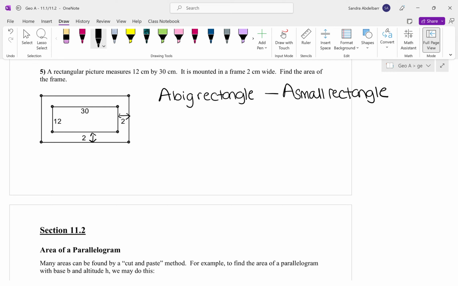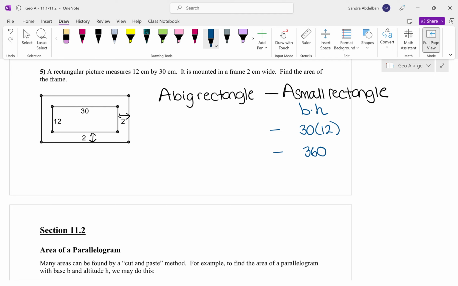All right, area of the small rectangle. Let's start there because it's easier. So we are base times height. Well, we are 30 times 12. Anybody multiply this? Probably do it in your head. 360. Yeah, 360. All right, easy peasy, small rectangle.